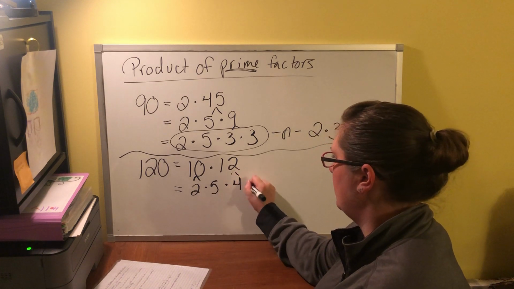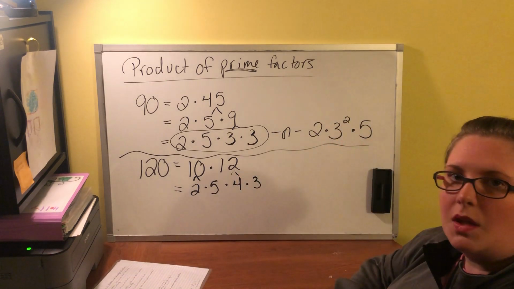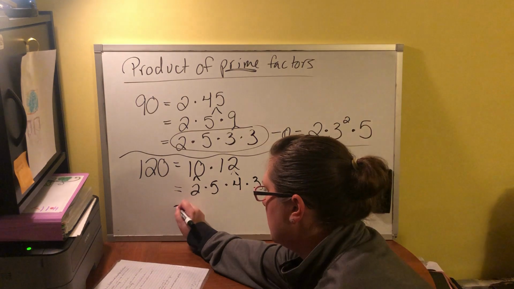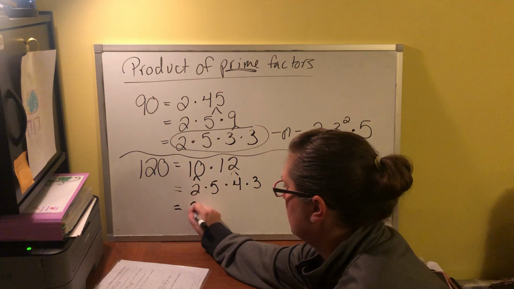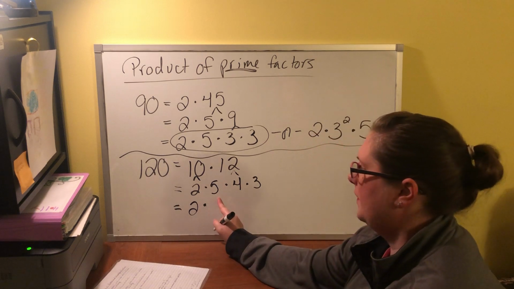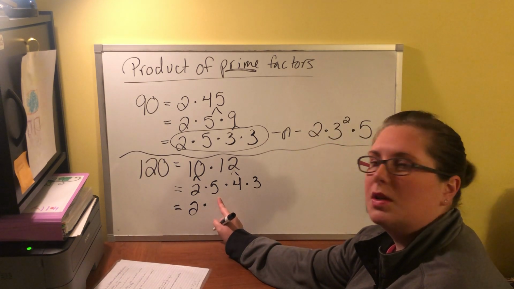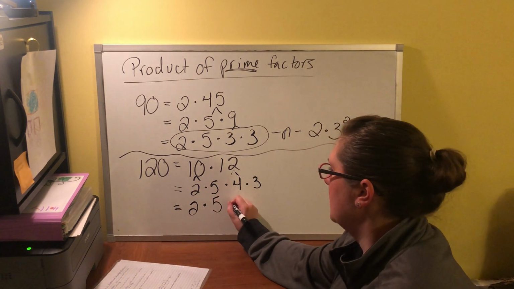So let's go ahead and do the 4 times the 3, okay? We're going to come down to our next line. Let's analyze 2. Is 2 a prime number? Yes. Let's go ahead and bring it down. Times 5. Is 5 a prime number? Yes. So we're going to go ahead and bring that down.